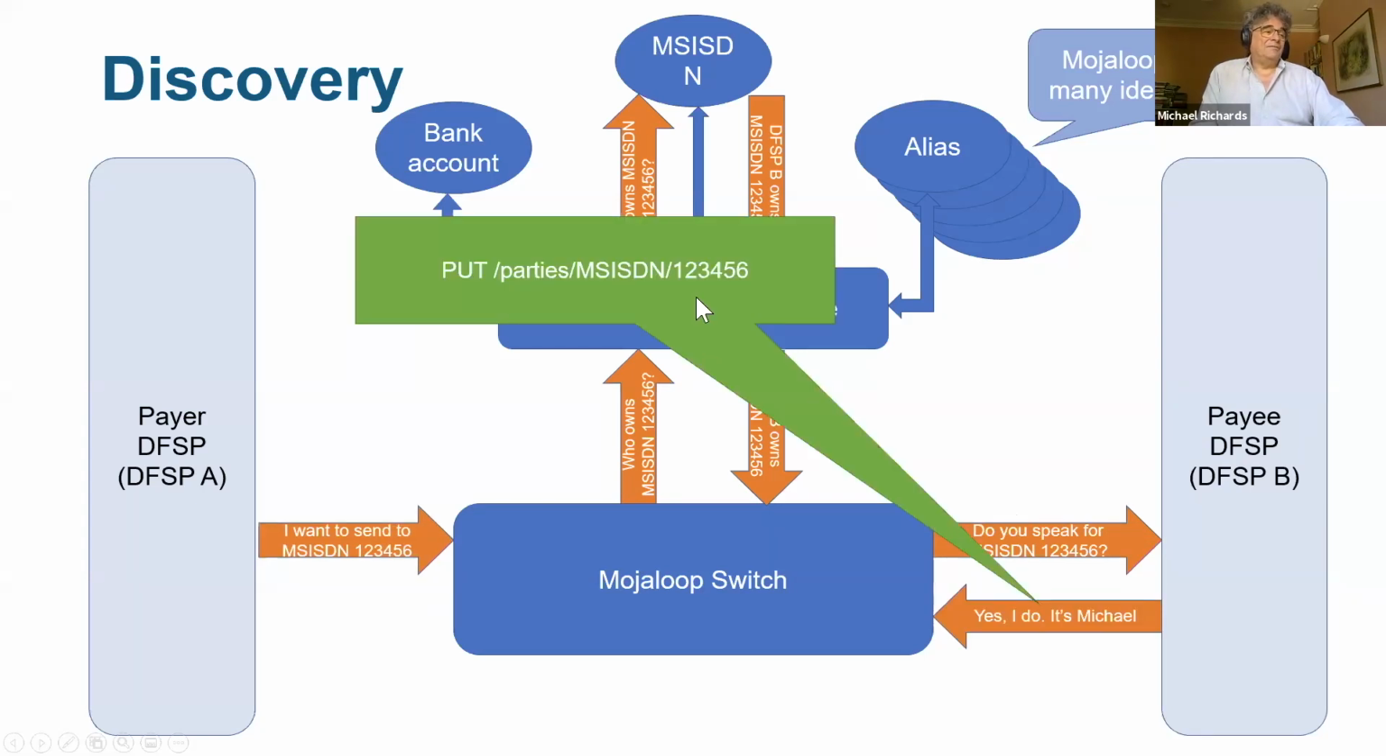Now, at this point, the payee DFSP responds, and this is the API call that it uses. It uses a put that says, I'm responding to this request, and it says it's the phone number 123456, and there will be content now in that message that contains, for instance, the full name of the person whose phone number it is, and it may include other information as well, depending on the scheme.